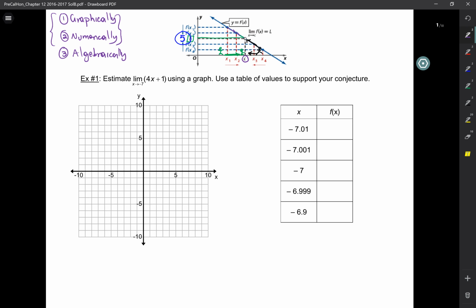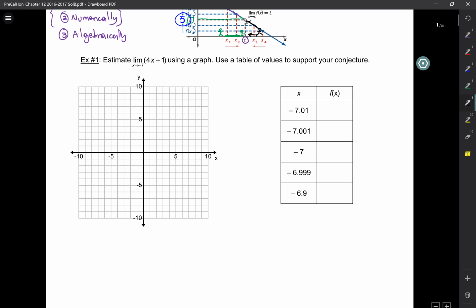So take a look at this. It says to estimate the limit as x approaches -7 of this function, 4x plus 1, using a graph. Now, I'm going to graph this, but before I do, I'm going to modify the y-axis. I'm just going to go up by 3s instead of 1s. Is that okay with you guys?